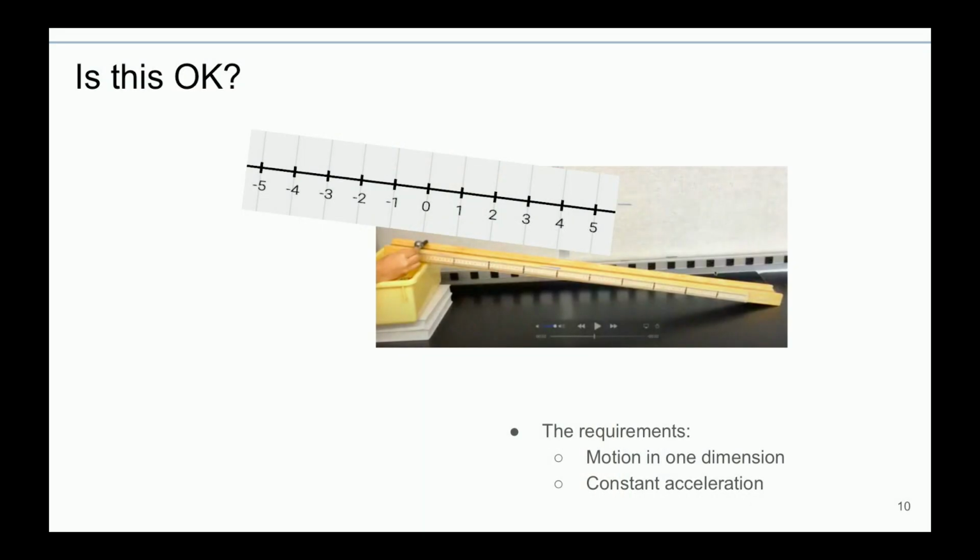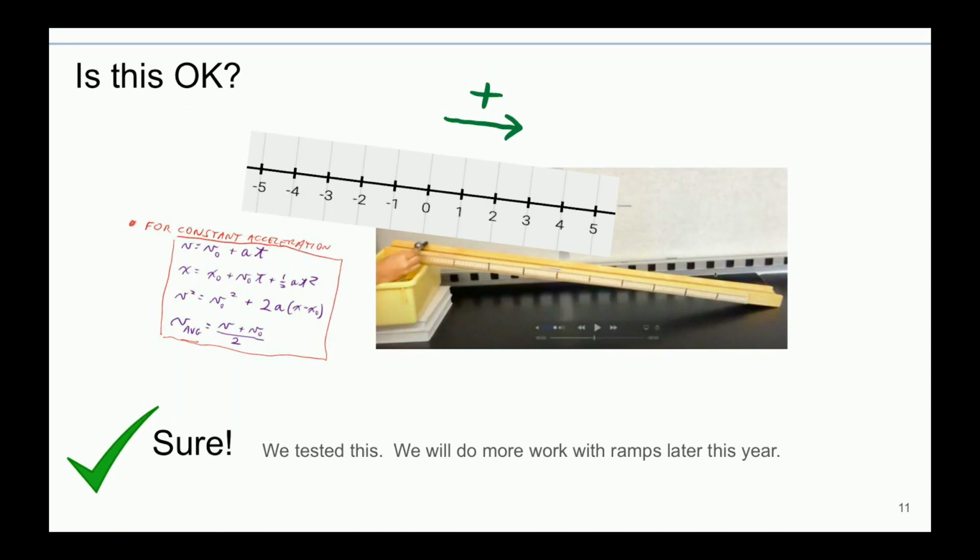Now, there was one little thing you might have done in a lab. You might have had a ramp in a lab. I'm going to show you a picture of something you might have done or that is typically done. And the question is, can you really do this? Is this constant acceleration? Can you use the kinematic equations? And the answer is, yep, you can.